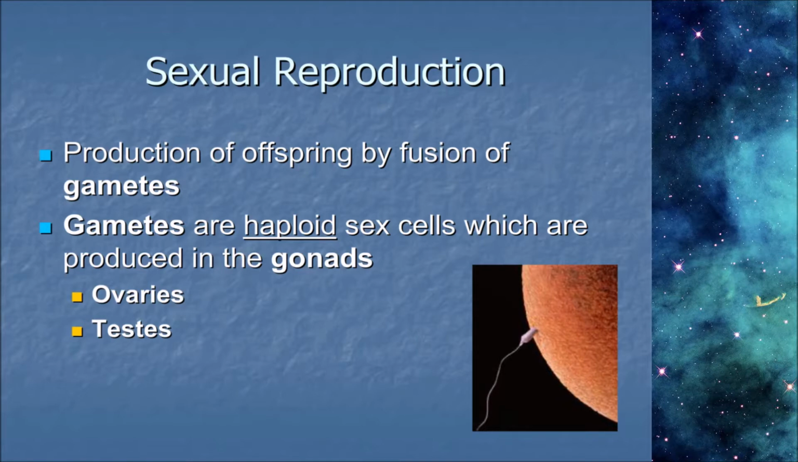Sexual reproduction involves the production of offspring by the fusion of gametes, that is, eggs or sperm. Gametes are haploid sex cells which are produced in the gonads, that is the ovaries or the testes. By haploid I mean they have half the number of chromosomes that a normal body cell would have. For example, a normal body cell would have 23 pairs of chromosomes for a total of 46, whereas either a sperm or an egg is going to have 23 chromosomes. So it has half the number of chromosomes of a normal cell, so we say that it's haploid.